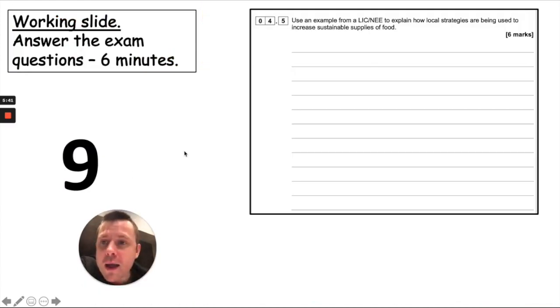All right, moving on then. This is another 6 marker, and it says, use an example from a LIC NEE. The LIC in this one is Kenya, because that's the one we've just looked at, to explain how local strategies are being used to increase sustainable supplies of food. Now, you're not talking large scale, so that's the next case study, Indus Basin. We're talking local schemes. So Makueni County in Kenya, the ASDF, all of the information from that video is what you can put in this answer.